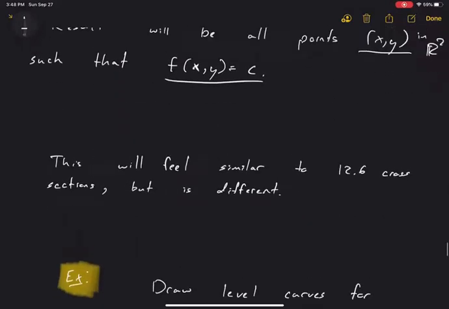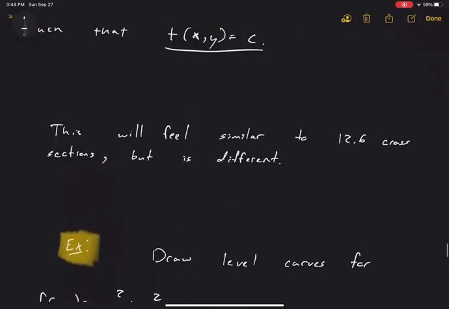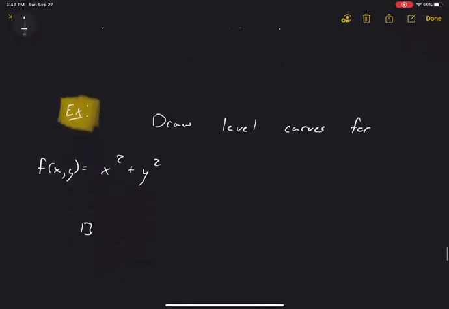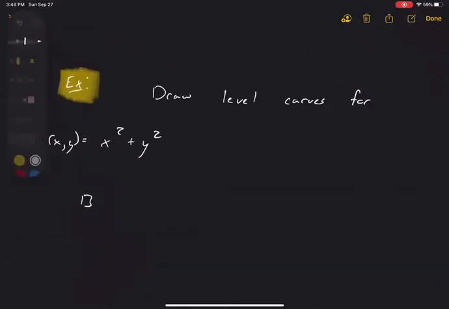It's going to feel similar maybe to what we did in 12.6 with the cross sections, but it's actually going to be different. So what do I mean? Let's just do an example. Let's say I have the equation f(x, y) equals x squared plus y squared. You could also think of that as z equals x squared plus y squared.